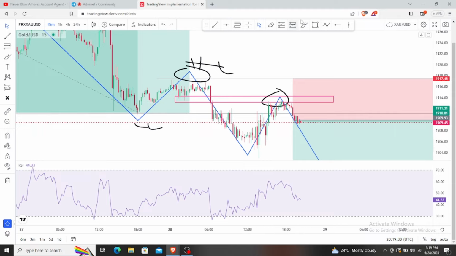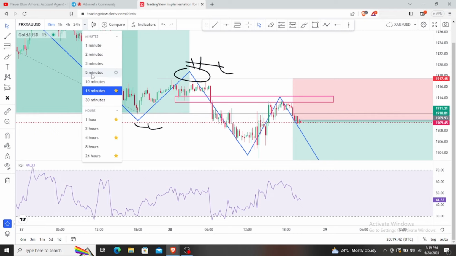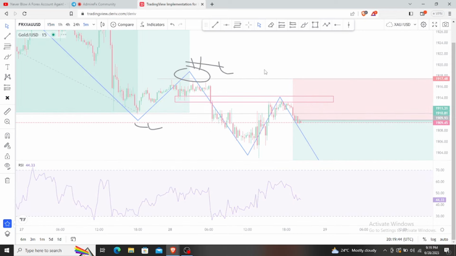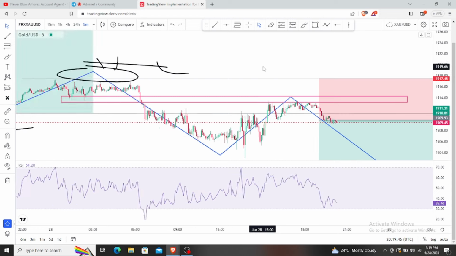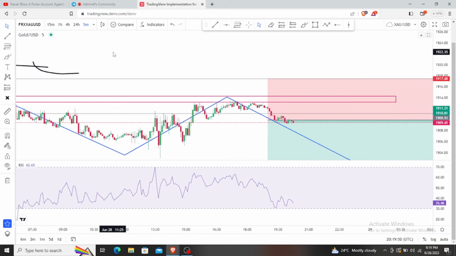Okay, so to redefine my entry now, I'll now scale down to my 15 minutes time frame, looking for market structure on those lower time frames. Those lower time frames can give you mad sniper entries. These things happen on those lower time frames even before they occur on the higher time frame. So I've really checked my 15 minutes.